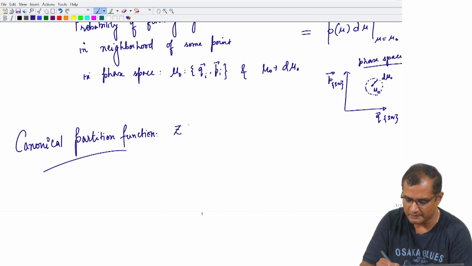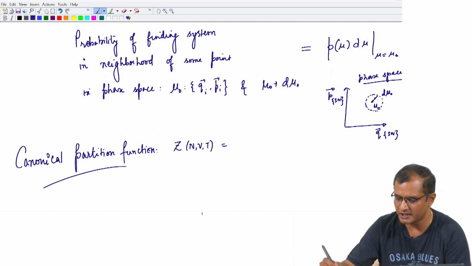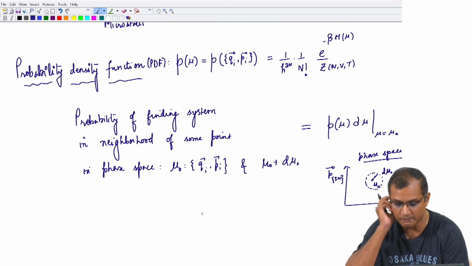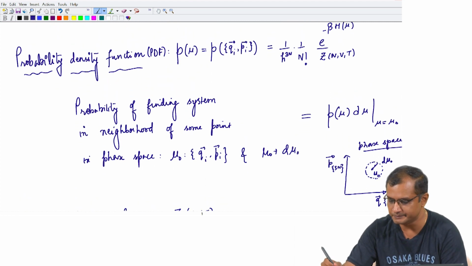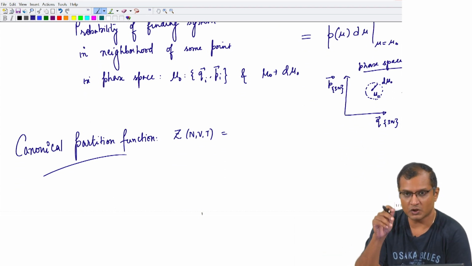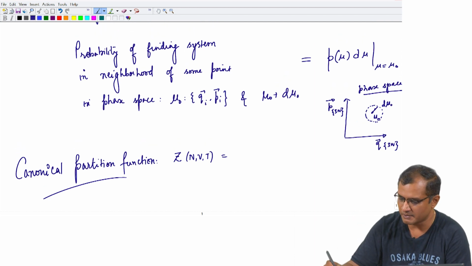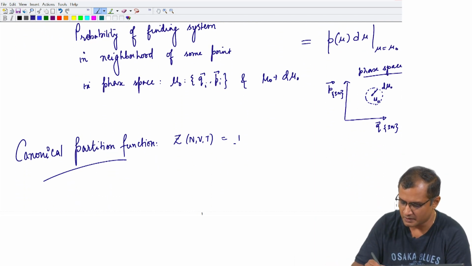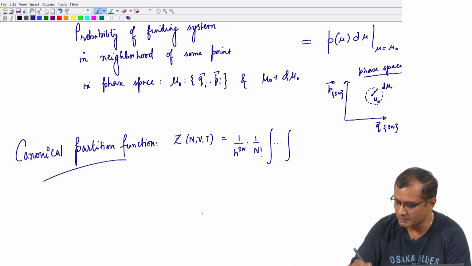So, this partition function, by the definition of p of mu that I have taken, is simply the norm of this, which is nothing but the partition function that normalizes our PDF. So, it is simply by this definition given as 1 upon h to the power 3n into 1 upon n factorial into these 3n dimensional position integrals.